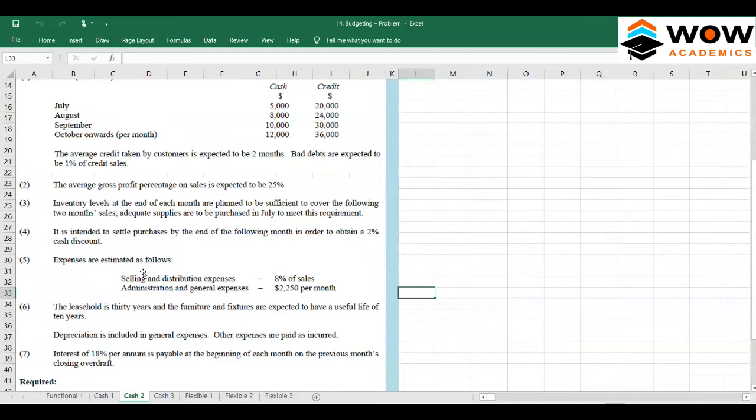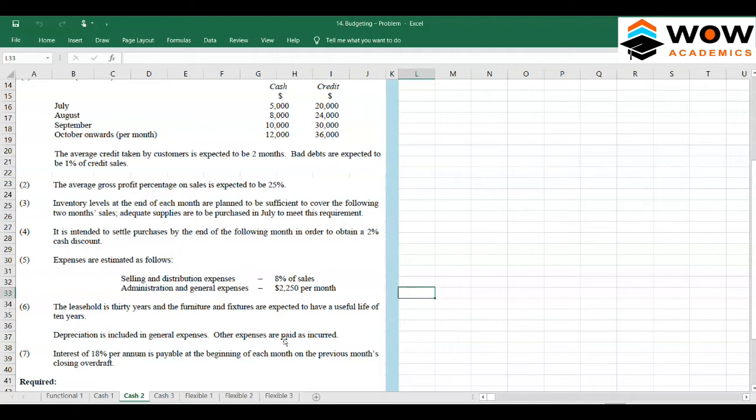Expenses are estimated as follows. Sales and distribution expense is 8% of sales. I think that should be of both sales put together. And administration and general expense are 2250 per month. The leasehold is 30 years and furniture and fixtures are expected to have a useful life of 10 years. So that's for depreciation calculation. We don't need to calculate depreciation for this sum. Depreciation is included in general expenses.